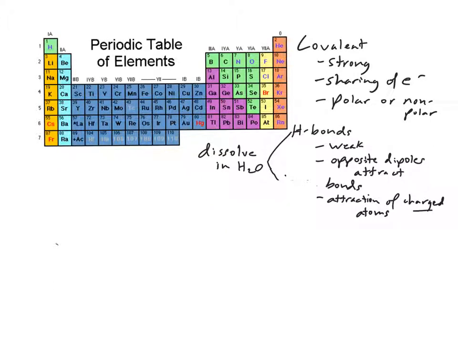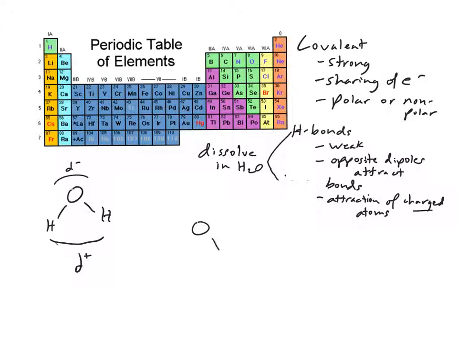Now, hydrogen bonds require 2 polar bonds coming near each other. For example, if we have a water, oxygen with its 2 hydrogens, these lines here indicate our covalent bonds, the shared pair of electrons. We know, because this is polar, that we have one end that has a positive dipole, and the other end that has a negative dipole.